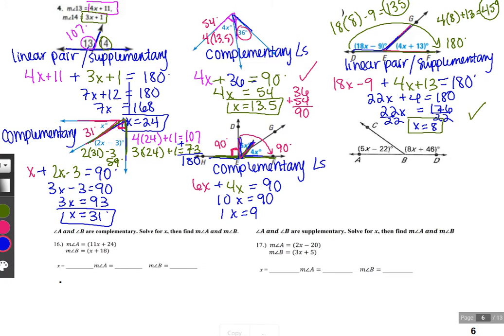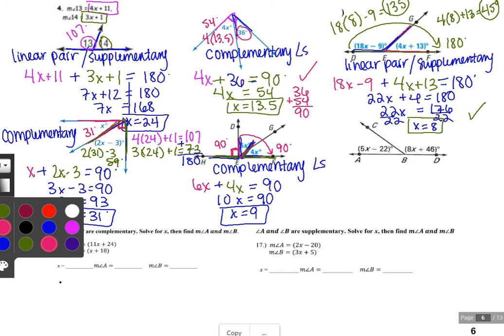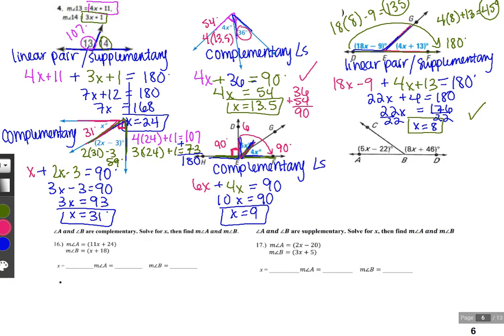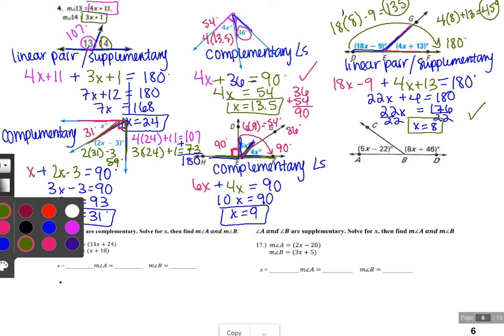So instead of 6x, I need to substitute 9. So I have 6 times 9, which is going to give us 54. So that's 54 degrees here. And then 4 times 9 is 36. So do these two angles added together equal 90 degrees? They do. So we know our algebra is good here.